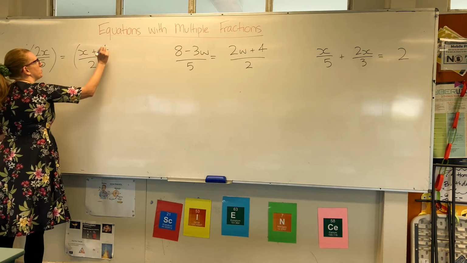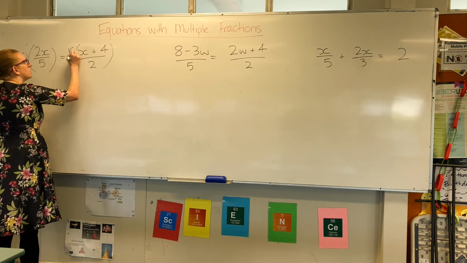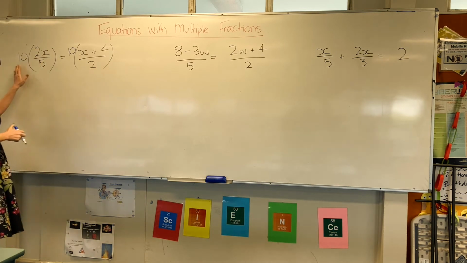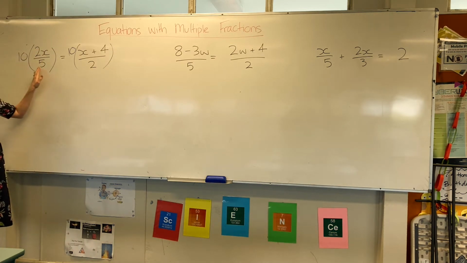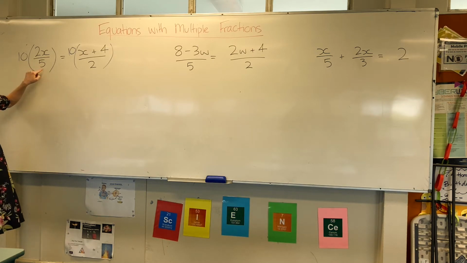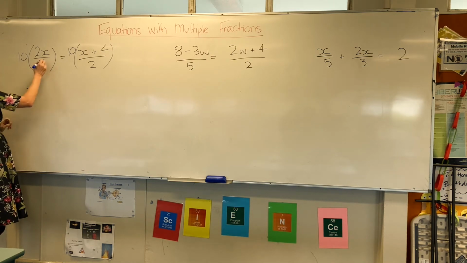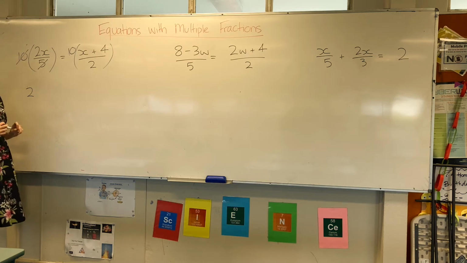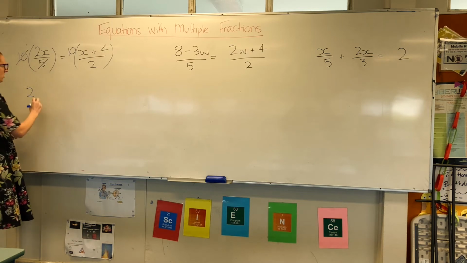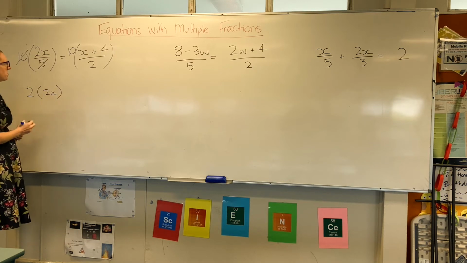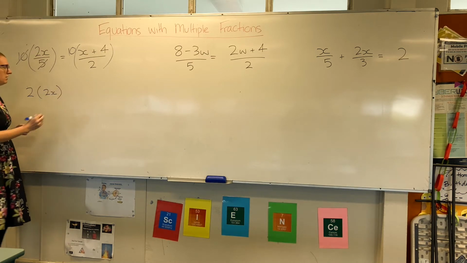I'm going to do the same here. Brackets, put a 10 in front. Cool. So now I have to think about how many times does my denominator fit inside the number that I wrote in front. So how many times does 5 go into 10? It goes in 2 times. So I'm going to write that down. I'm going to put a 2. And that's cancelled those 2 things out. So what's left? Well, I've got brackets, a 2x, and a closed bracket. And that's that bit done.